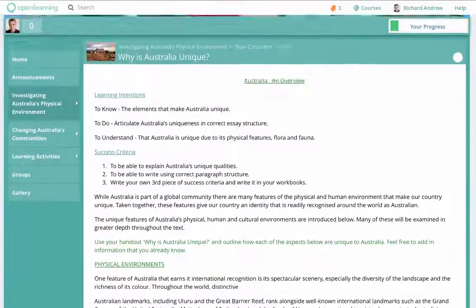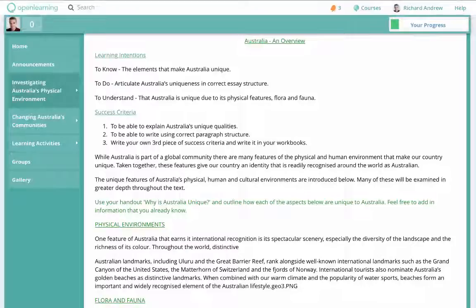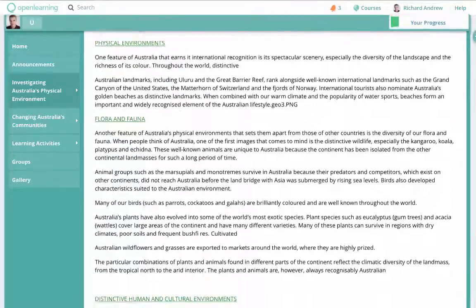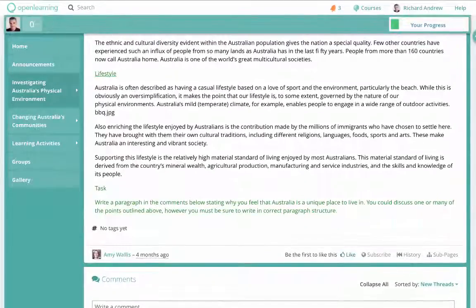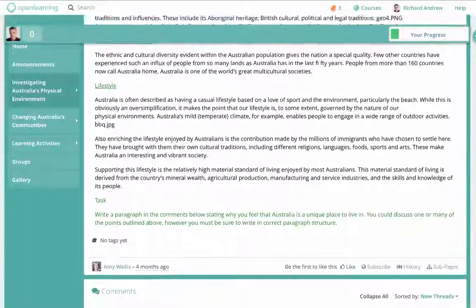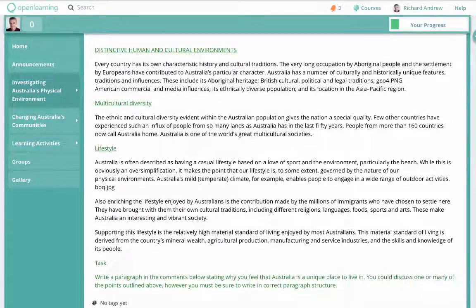So here we've got an overview of Australia, and they had a task where they had to write a paragraph. The learning support unit really liked the online unit and the structure of the online unit, and one of the things that I encouraged the learning support students to do was to use the collaborative focus of this unit to help them in their work.